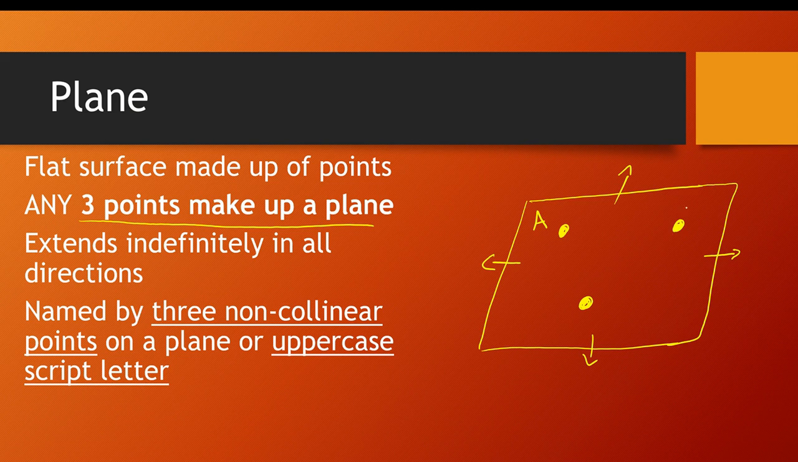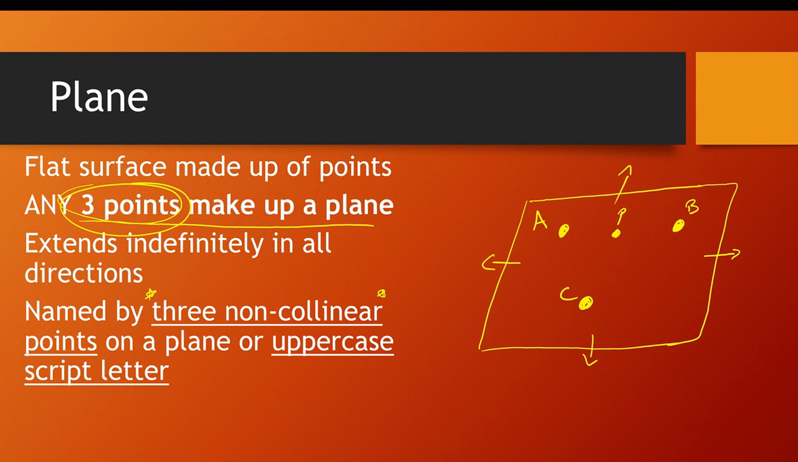So we label points A, B, C, and I can have another one. Let's call it P. It doesn't really matter. So know that 3 points make up a plane, okay? And the way you name a plane, there's two ways we name a plane. The first name, which is the one you're going to see the most often, is by using three non-collinear points. Remember, non-collinear just means not in a straight line, right?